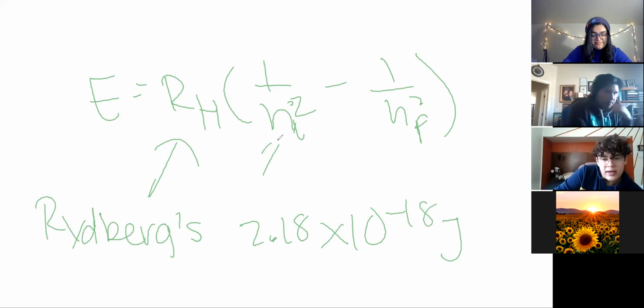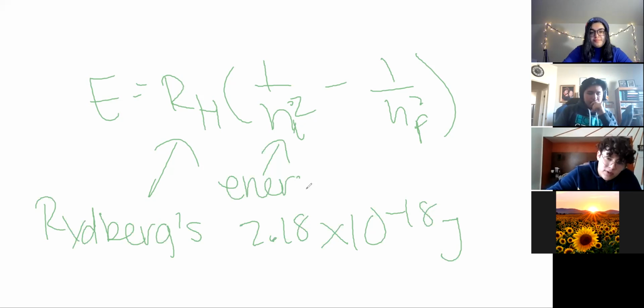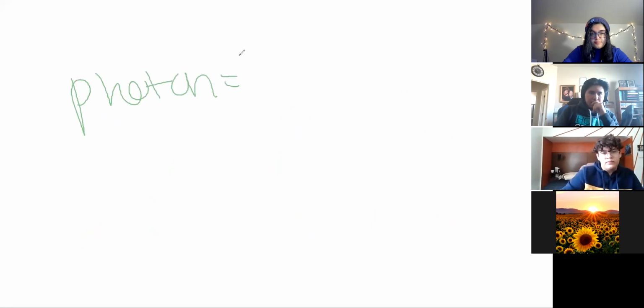Okay, so what does n stand for? Think about the use of this equation. It's the energy level. It's going to be the energy levels, right? In this case, it's going to be the initial energy level, and n_f is going to be the final energy level, right? So going back to the use of this formula, you see how I mentioned it is used to calculate the energy of a photon. What is a photon? A light particle, right?